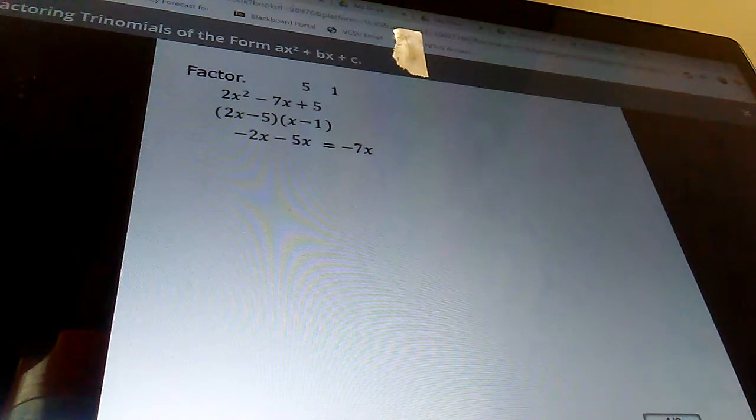Note that the more ways the coefficient of the first term and the constant term can be factored, the more possible combinations there are to try.